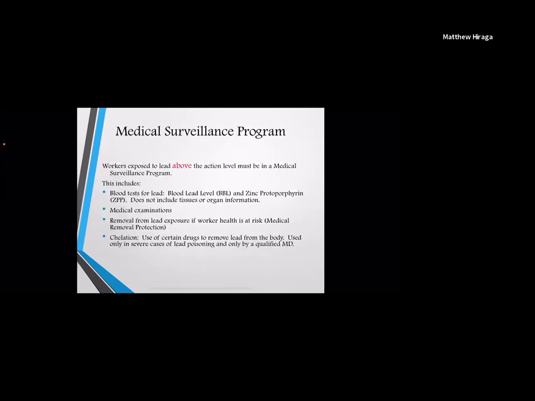Medical surveillance program. Workers that are exposed to lead above the action level must be in a medical surveillance program. So if you get above the 30 micrograms, basically you have to be surveyed on a yearly basis. This includes blood tests for lead, blood lead levels, zinc protoporphyrin, things like that. Does not include tissue or organ information. You do medical examinations. We remove lead-exposed workers from any at-risk jobs. Okay? And then they use certain drugs to help get rid of the lead if you are a little too high.